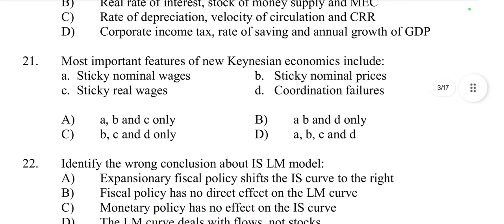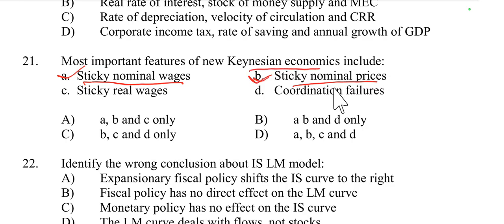income tax. Then question number 21. Most important features of new Keynesian economics include what? First one is sticky nominal wages. According to new Keynesian, sticky nominal wages means wages do not adjust immediately to changes in economic conditions. This is right. Then the second option is sticky nominal prices. What does sticky nominal price represent? It represents that prices are slow to adjust to changes in supply and demand. This is also correct according to Keynesian economists.